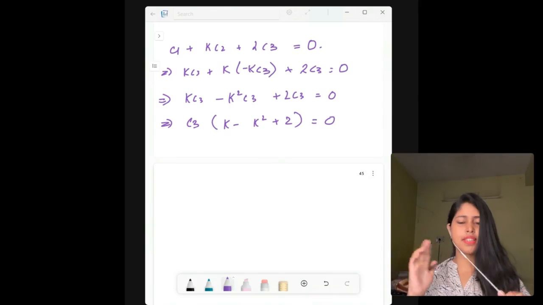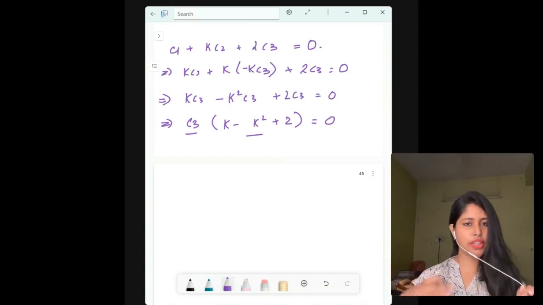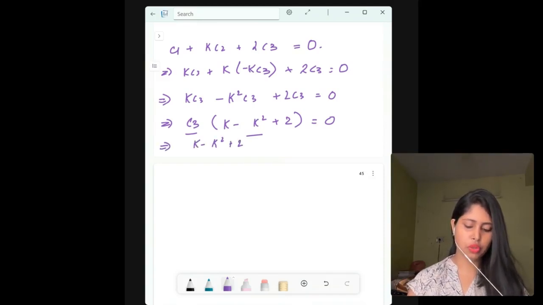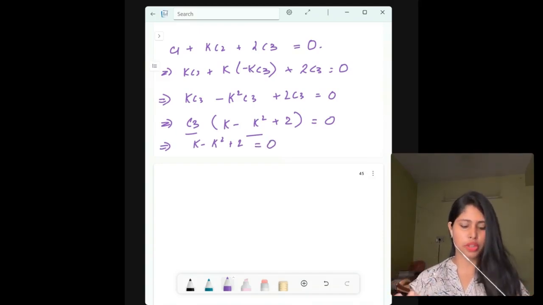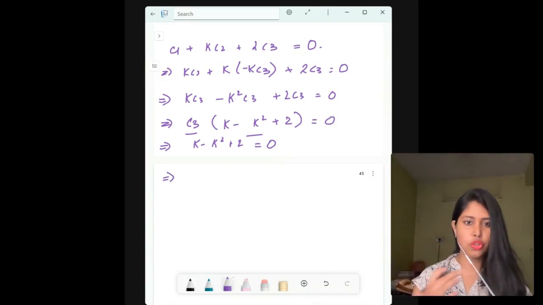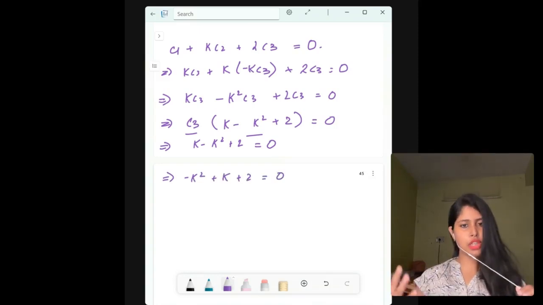Then we can say that one of these two terms should be 0 to get the result to be 0. So if I say that C3 is equal to 0, then we can write K minus K square plus 2 is equal to 0. And now this is just a factorization method, you know that very well. So let me write it, just rearranging the terms by the power of the values, so minus K square plus K plus 2 is equal to 0. Now we will just factorize it.